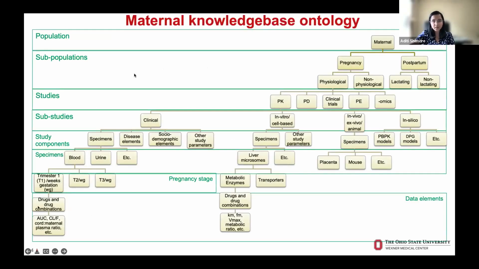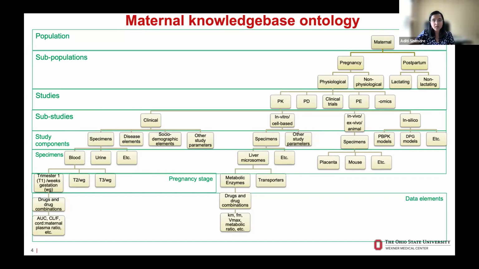So starting with the ontology, and all those who have been here since yesterday might have seen this slide. The idea is to start with the populations themselves. On one side, there's the maternal population, and the other, the pediatric. Then focusing on the subpopulations themselves. So there's the pregnancy group and then the postpartum group, looking at both physiological, non-physiological changes, and then lactation itself. And then after looking at the populations themselves, moving on to the studies and sub-studies.